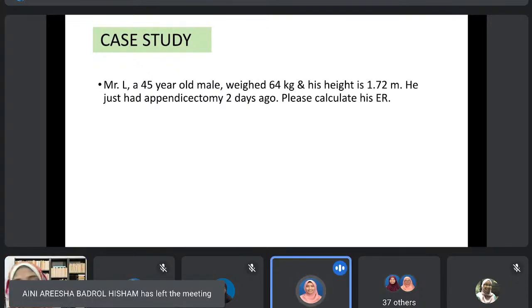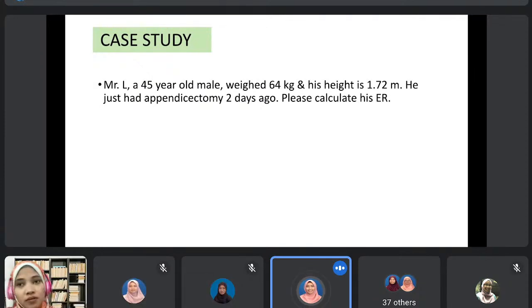Kejap. Stress factor saya letak 1.3 because it's a surgery major. And then the physical activity? Physical activity saya letak 1.1 sebab dia consider as bed rest lah sebab post surgery. Okay. Tapi beza tu 1,500. Okay, yang lain ada siapa-siapa yang guna Harris Benedict?